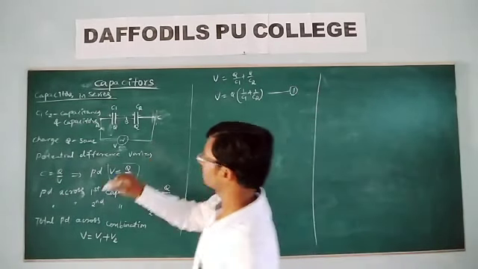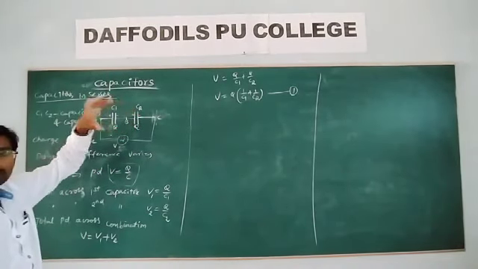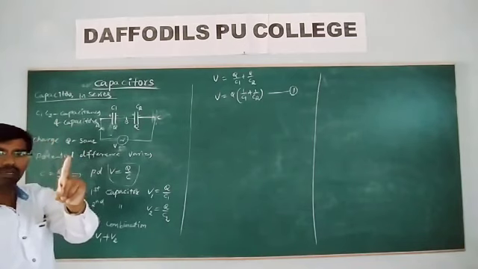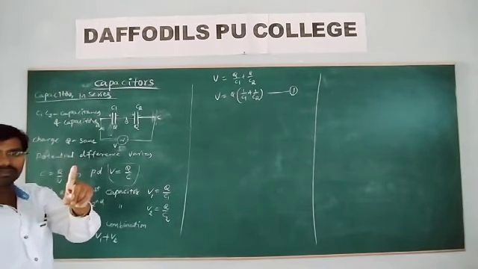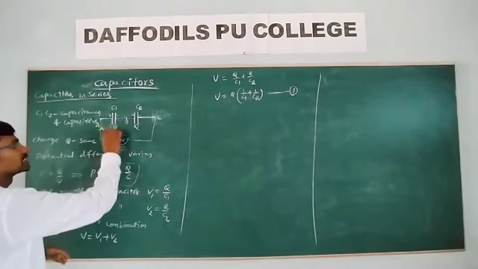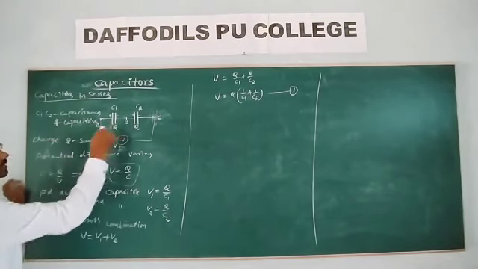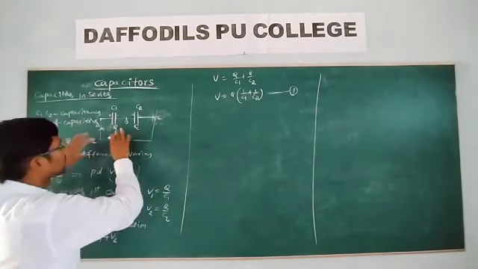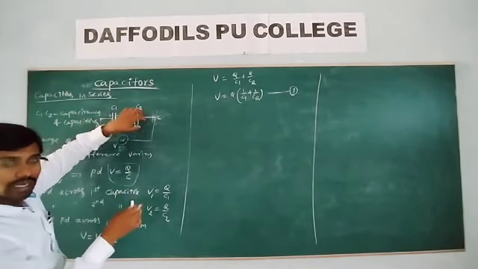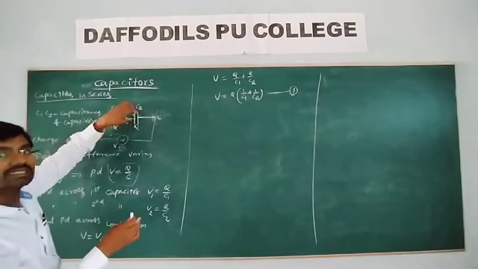Now let me take that instead of two capacitors, I take only a single capacitor, having the same value of capacitance as that of the combination. Then what do we get here? The potential difference across the equivalent combination, the capacitance of the equivalent combination is C.